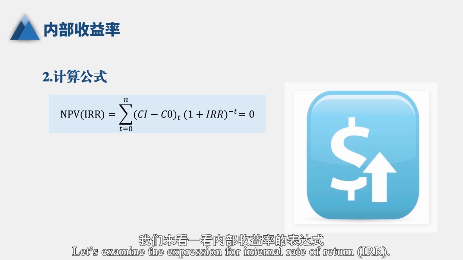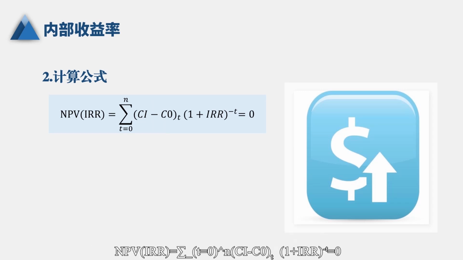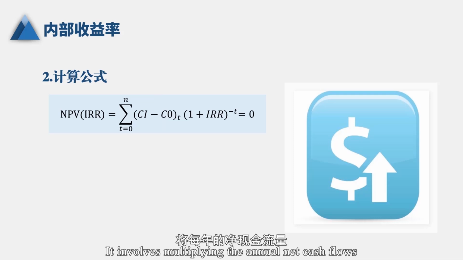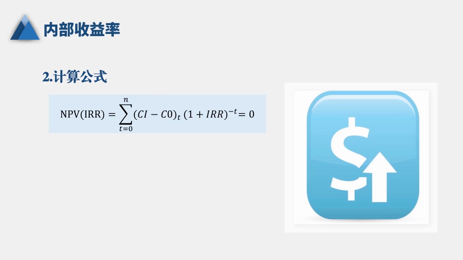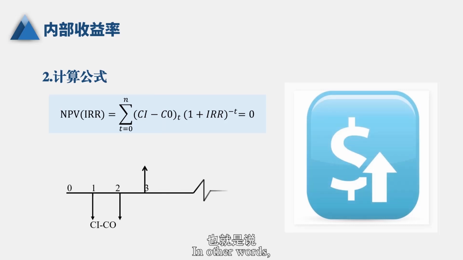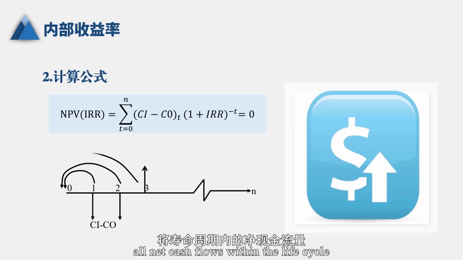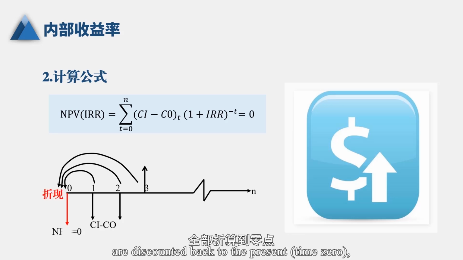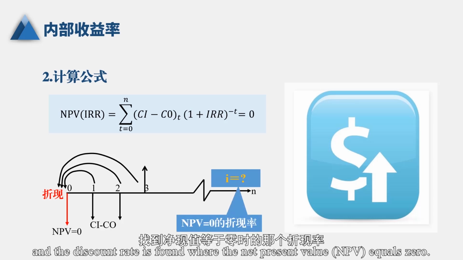Let's examine the expression for internal rate of return IRR. NPV equals the sum of (CI minus CO) sub t multiplied by (1 plus IRR) raised to the power of minus t, for each time period t from 0 to n, equals 0. It involves multiplying the annual net cash flows by the present value factor for a single payment. In other words, all net cash flows within the life cycle are discounted back to the present time 0, and the discount rate is found where the net present value NPV equals 0.